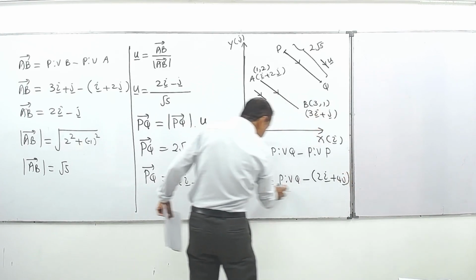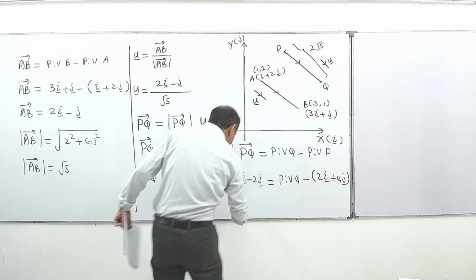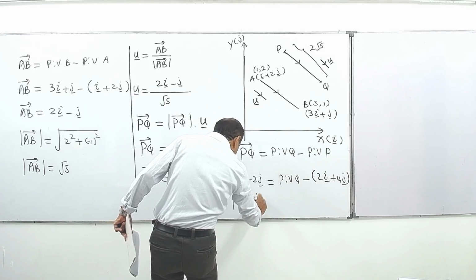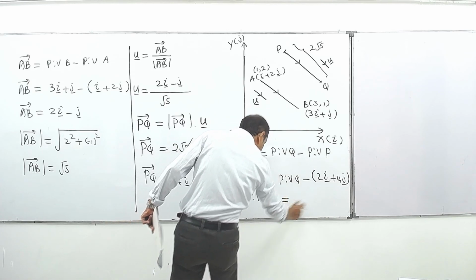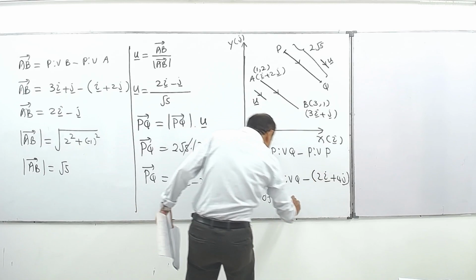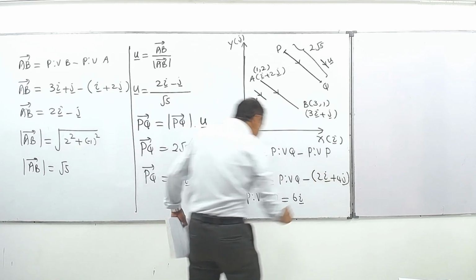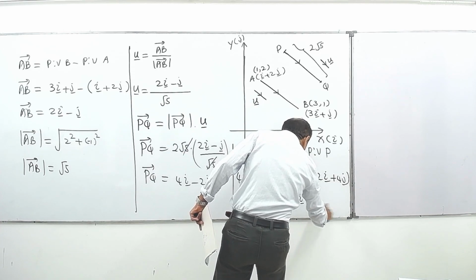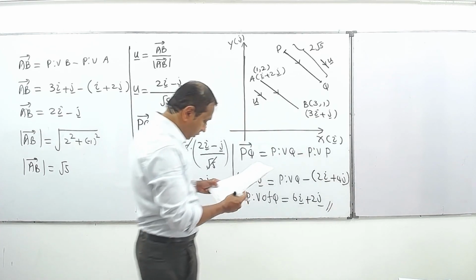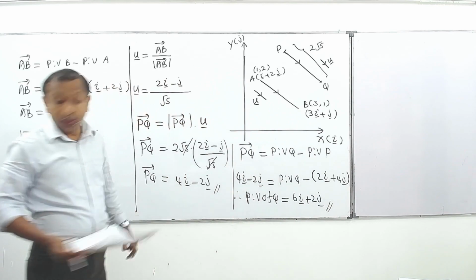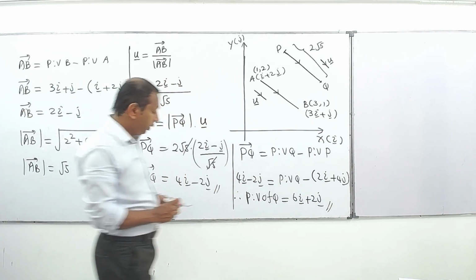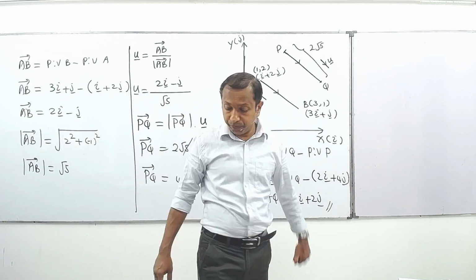Then to get this position vector of Q, take this to this side. Therefore, plus 2i and 4i, 6i, plus 4j and minus 2j is 2j. This is the position vector of Q, 6i plus 2j. Right, this is how we take those answers. Okay then.